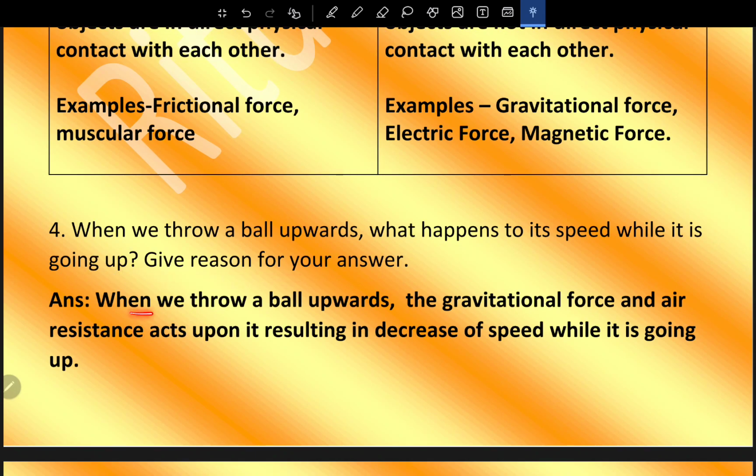So when we throw a ball upwards, what happens to its speed while it is going up? Give reason for your answer. When we throw a ball upward, the gravitational force and air resistance act upon it, resulting in a decrease of speed while it is going up.